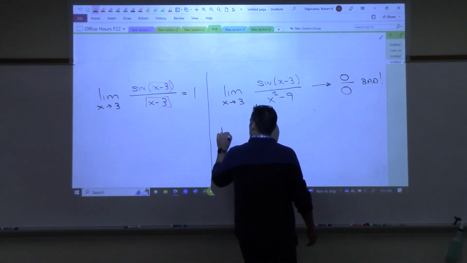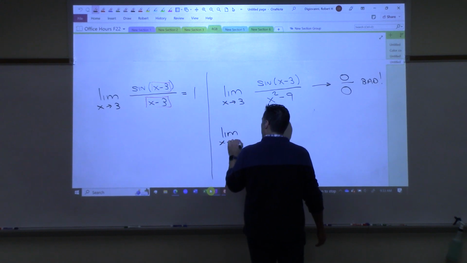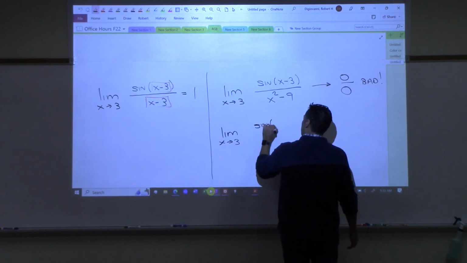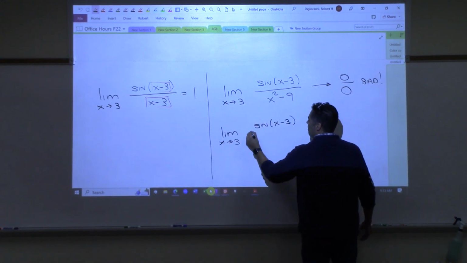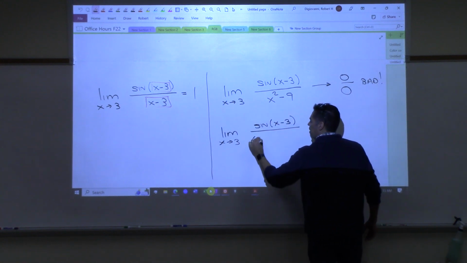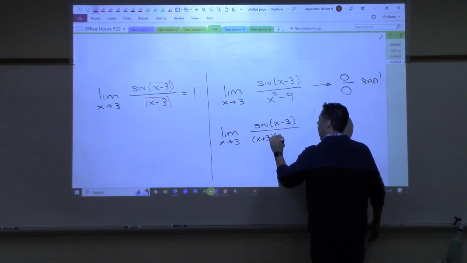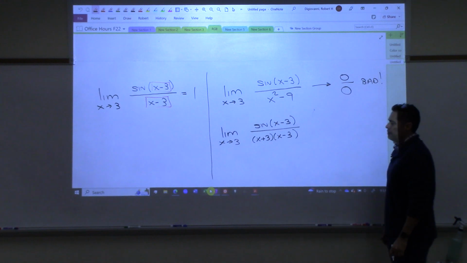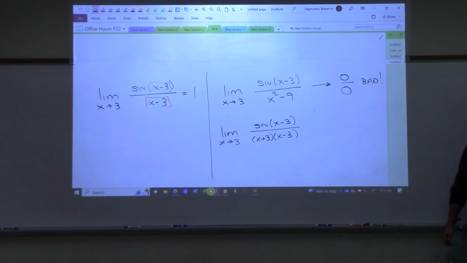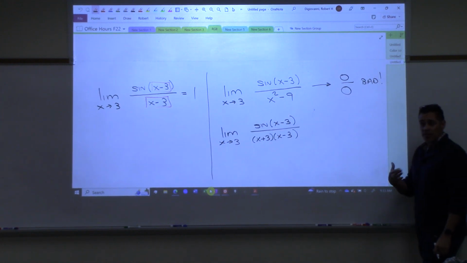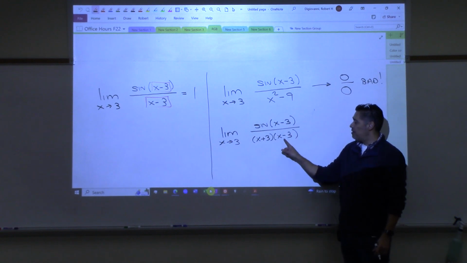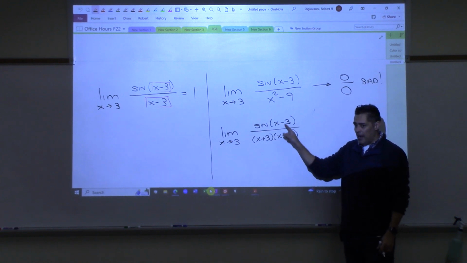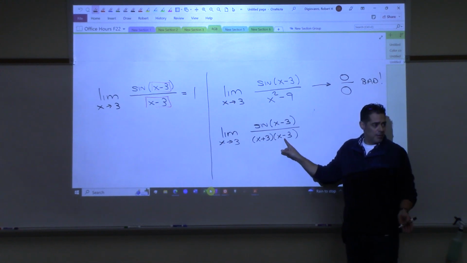All right, so limit as x approaches 3, sine of x minus 3. On the bottom, this turns into x plus 3 times x minus 3. Now that's very fortunate, right? Because now we have junk and junk. You see the junk? They're exactly the same. This and this are exactly the same, and they both go to 0, don't they?